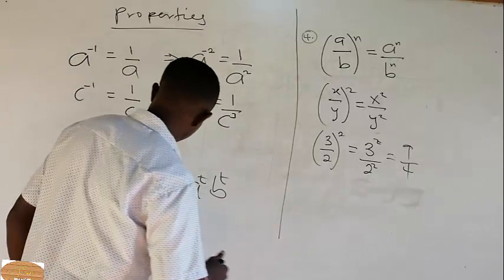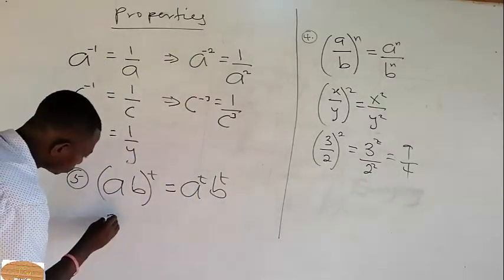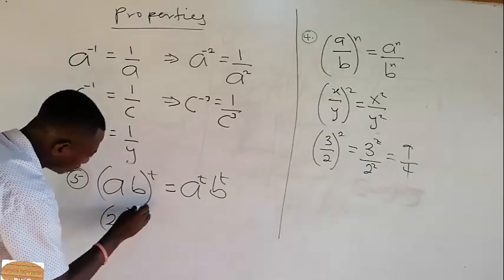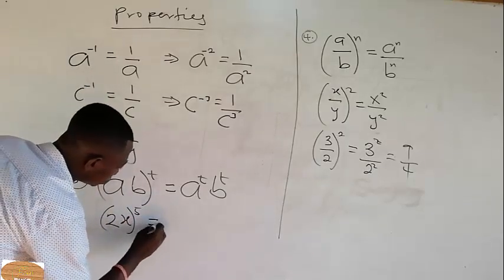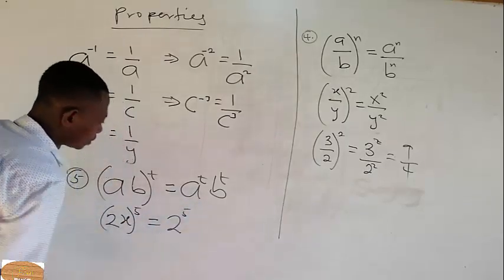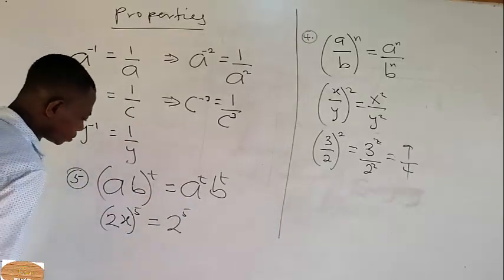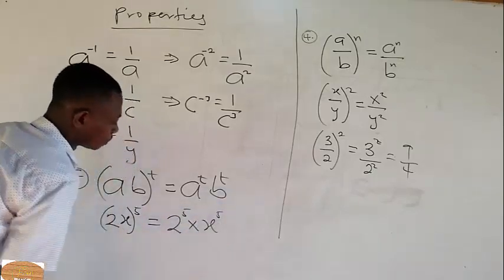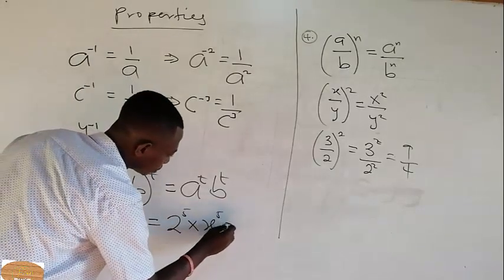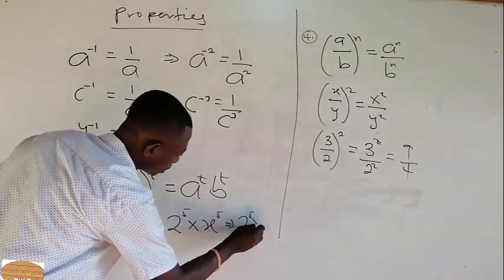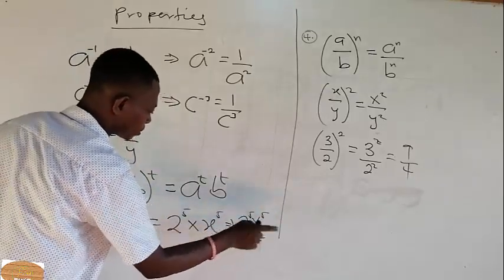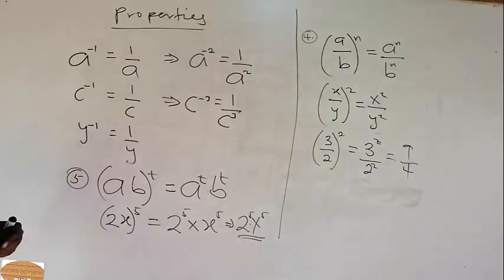For example, if you're given 2x to the power 5, this one is the same as 2 to the power 5 times x to the power 5. Or you can also say 2 to the power 5, x to the power 5. They are the same. So this one is multiplication.